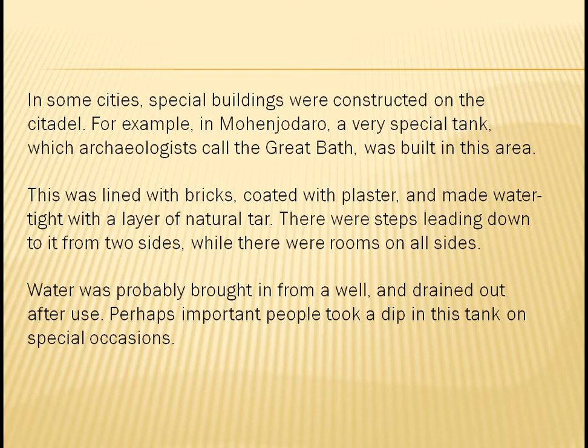We are generalizing our whole chapter. So this was lined with bricks, coated with plaster and made watertight with a layer of natural tar. There were steps leading down to it from two sides, while there were rooms on all sides. Water was probably brought into the bathing tank from a well and drained out after use. Perhaps important people took a dip in this tank on special occasions. So that was all about the Great Bath.